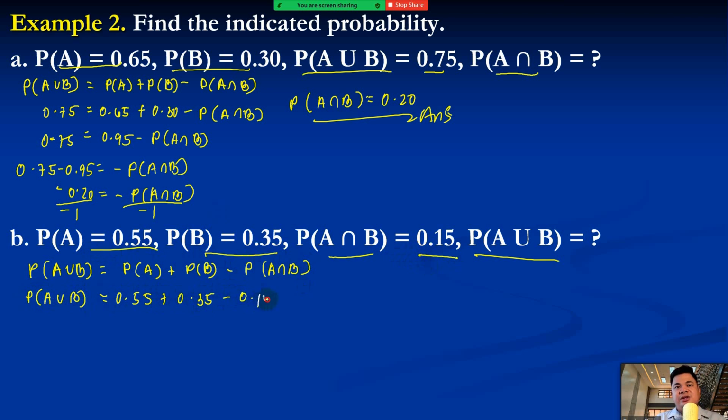And then after that, just combine 0.55 plus 0.35 minus 0.15. It is simply 0.75. Probability of A or B is equal to 0.75, and that's our answer. Okay, so let's proceed.